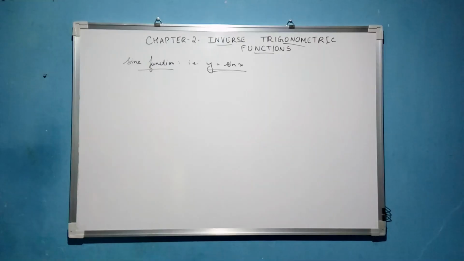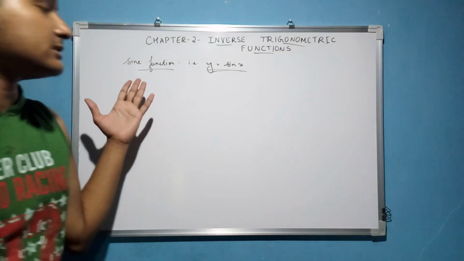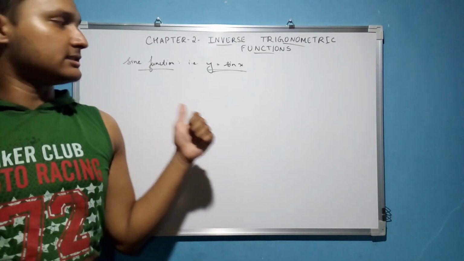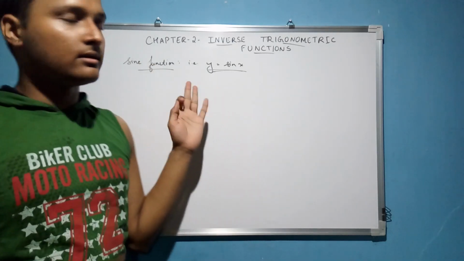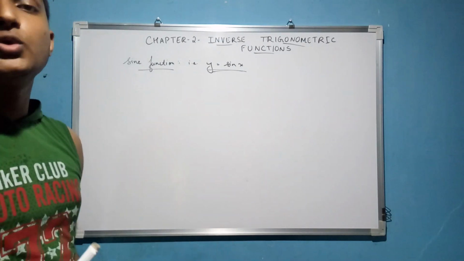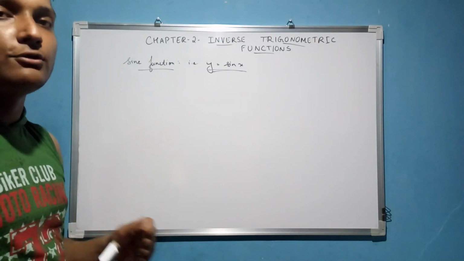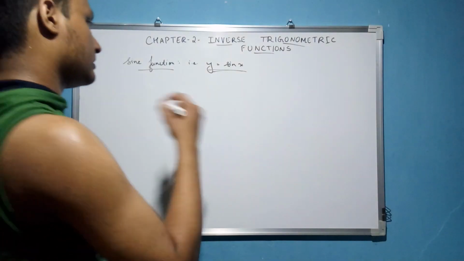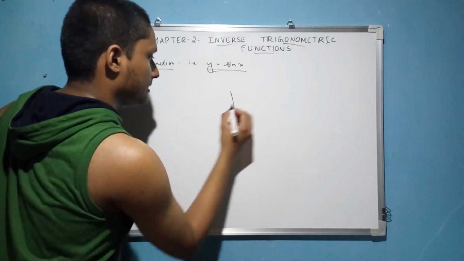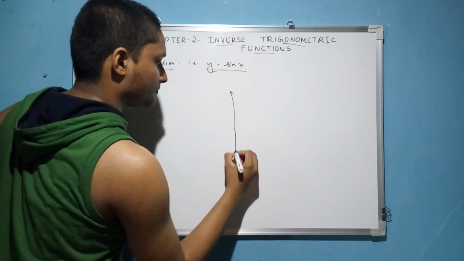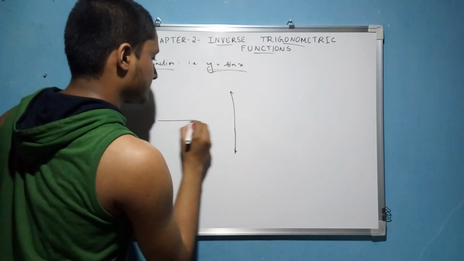First function is the sine function. Sine function is the simplest and it's called the fundamental one also. For that we need to know the graph of sine. How do we draw the graph of sine? Okay, so now you have the y-axis and the x-axis.